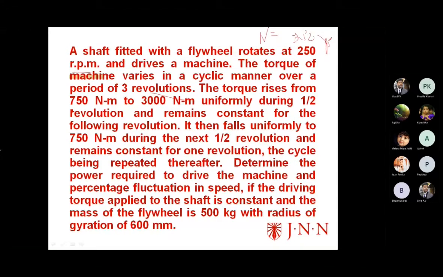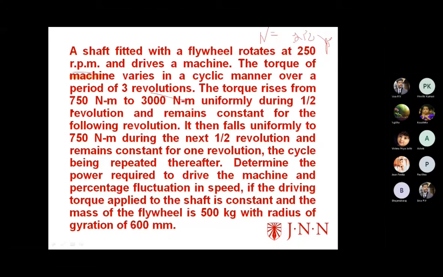Then what is pi, Raja? 180. The value of pi is 180, right? So 90 is the first quadrant, 180 is the second quadrant of the circle, 270 is the third quadrant, and 360 is the fourth quadrant. So the complete circle is 2 pi. Right? 180 is pi, 360 is 2 pi. So the torque rises from 750 Newton meter to 3000 Newton meter uniformly during half a revolution.